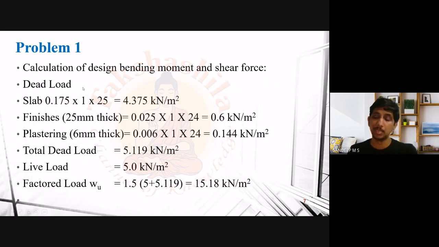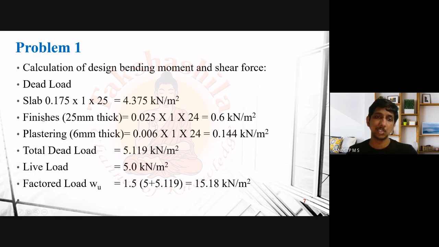So for that I require the factored load. So I am just going to calculate the loads. So calculation of design bending moment and shear force. We have the dead load. That is, we have the slab. We have the overall depth, which is assumed to be 0.175 into 1 into 25. This will come around 4.375 kilonewton per meter square.